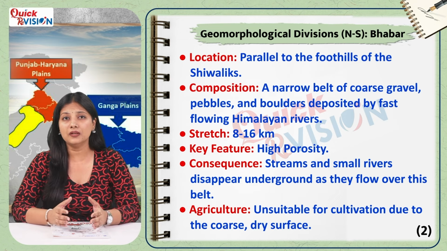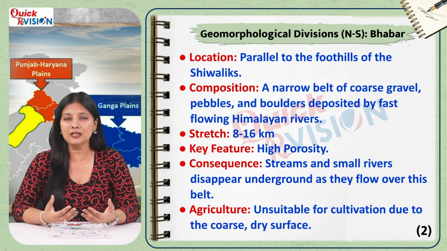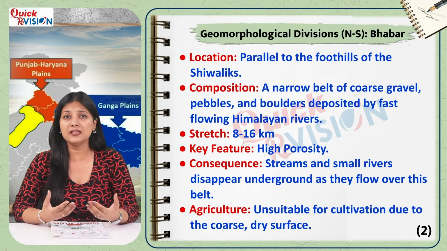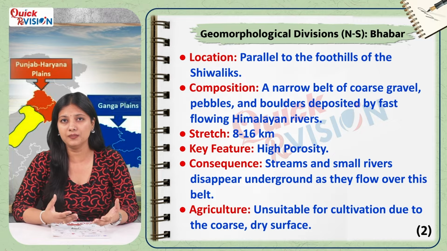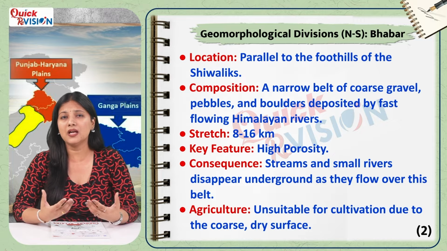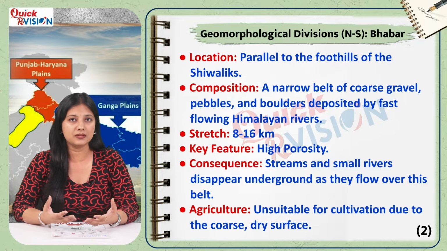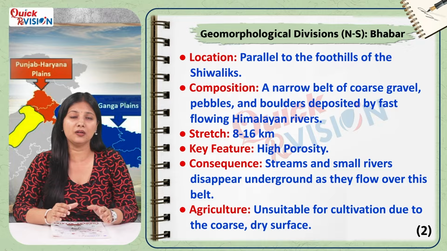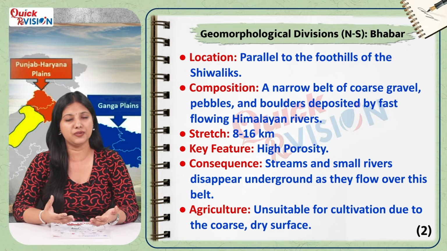First comes the Bhabar, a narrow belt about 8 to 16 kilometers wide, lying just south of the Shivaliks. As rivers descend from the mountains, their speed drops, forcing them to deposit heavy materials like pebbles and boulders. Because the region is highly porous, the streams often disappear underground, making it unsuitable for cultivation.